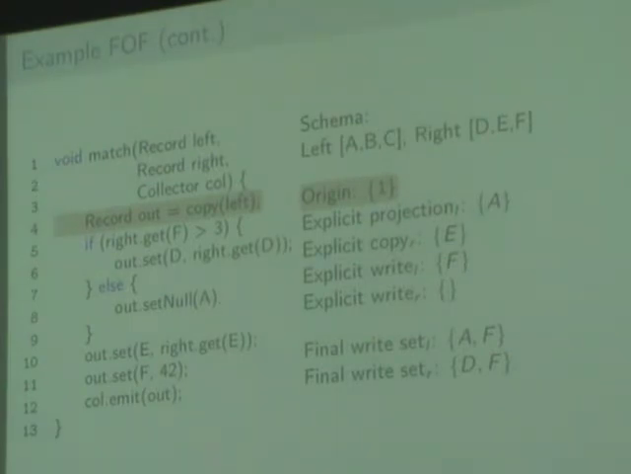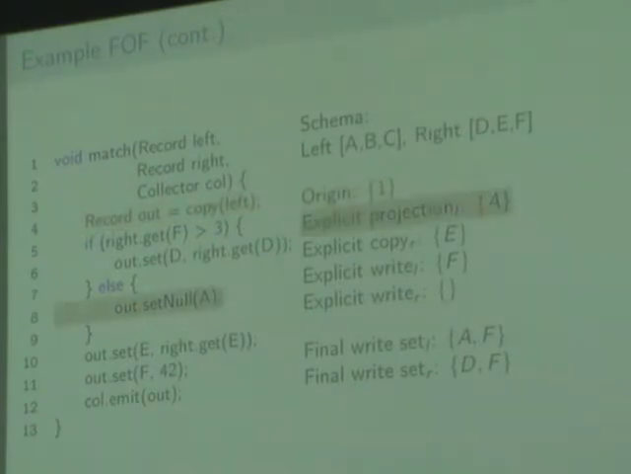And the origin set tells us from which side of the input of the operator the tuples come. So we see we have the emit call, which emits the final record for the next stage in the data flow. And this record is created in line 4 by copying from the left. So in the origin set we have 1, which is 1 is the first input, 2 is the second input. That's all the origin set tells us.